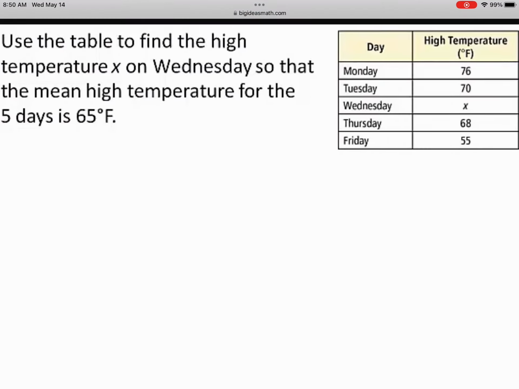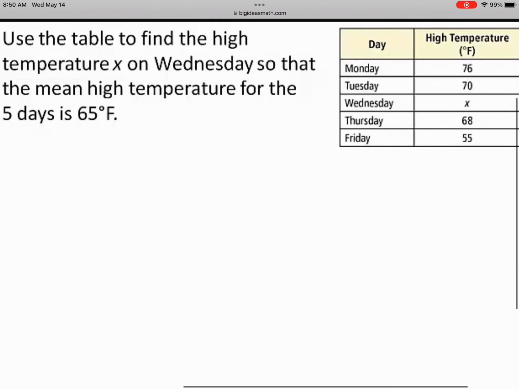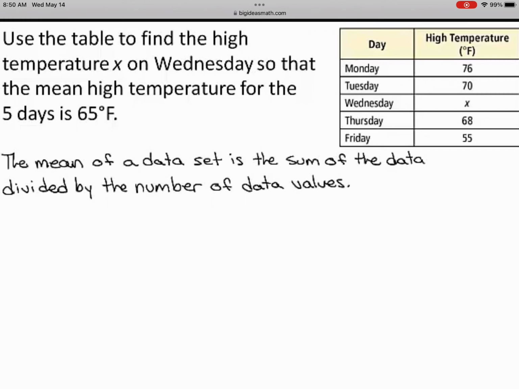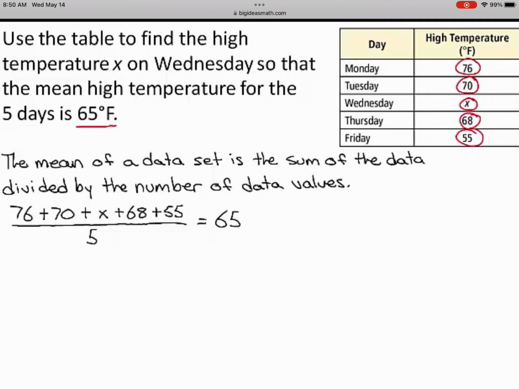Use the table to find the high temperature X on Wednesday so that the mean high temperature for the 5 days is 65 degrees Fahrenheit. The mean of a dataset is the sum of the data divided by the number of data values. The 5 data values are 76, 70, X, 68, and 55. The mean is 65. So the quantity 76 plus 70 plus X plus 68 plus 55 divided by 5 equals 65.